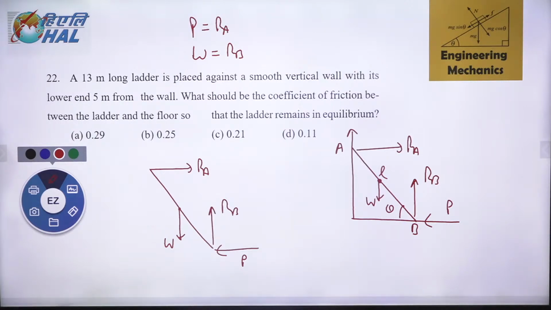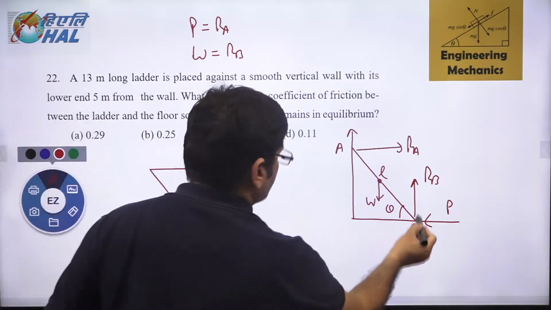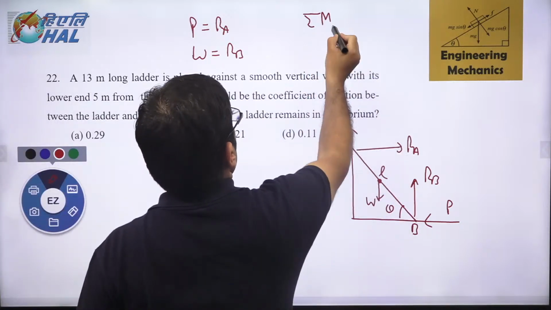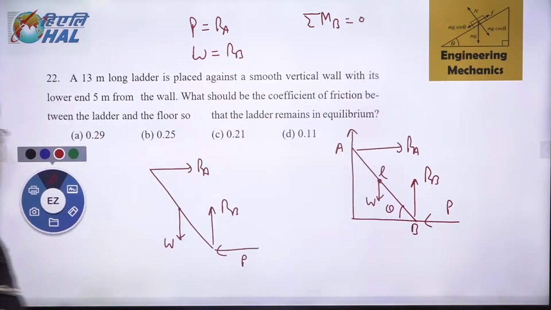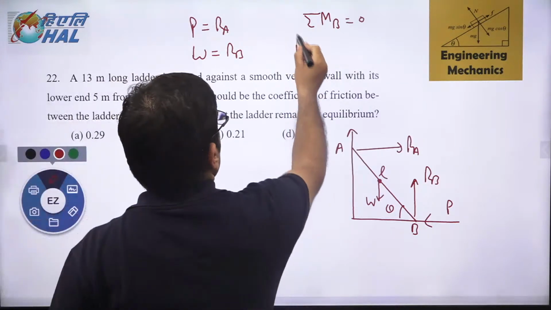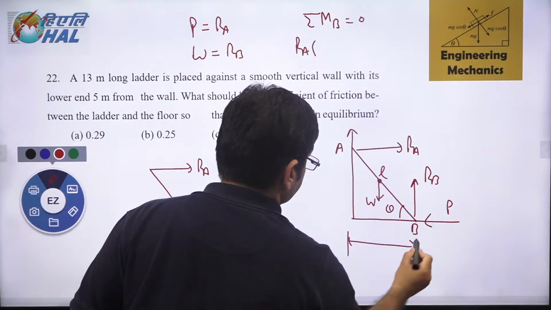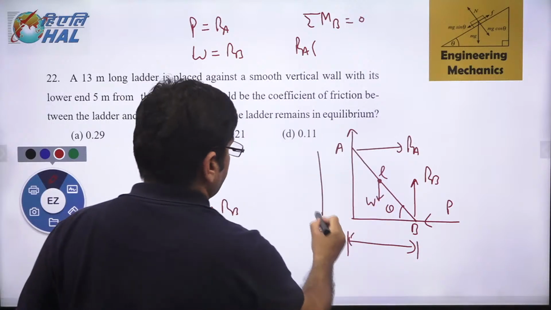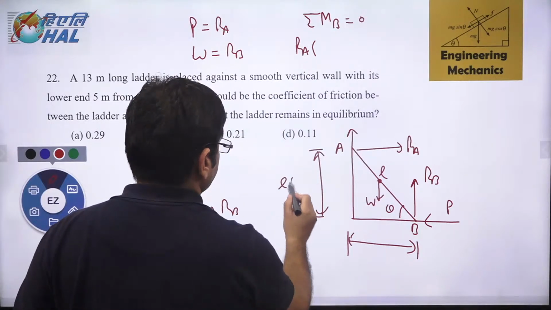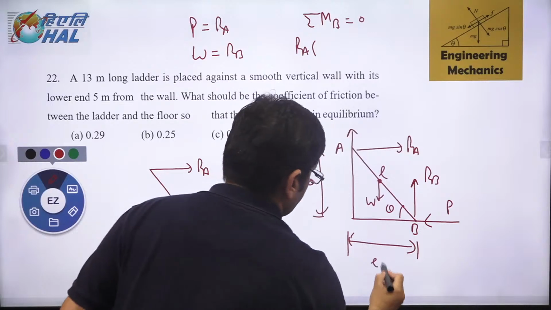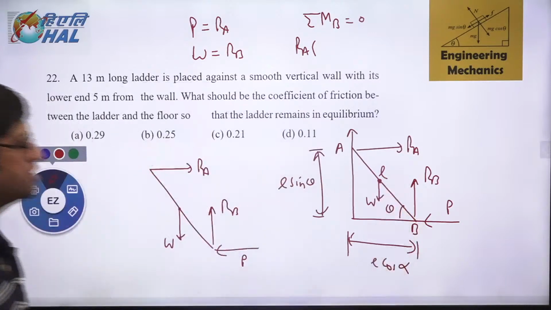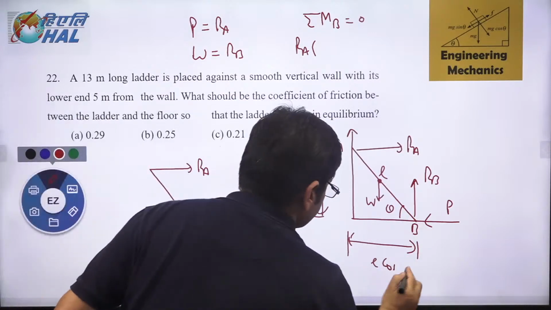So let's calculate the moment about point B. The moment of all forces about point B should be equal to 0. Let's calculate the moment about point B and equate it to 0. So the moment, I do that, RA into, can you tell me how much is this length now? This length is L sin theta, and this length is L cos theta.